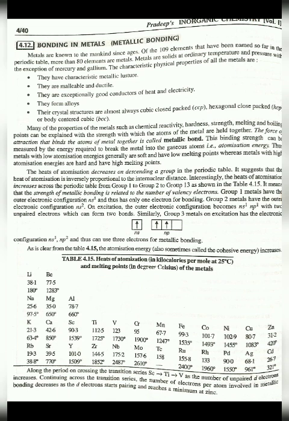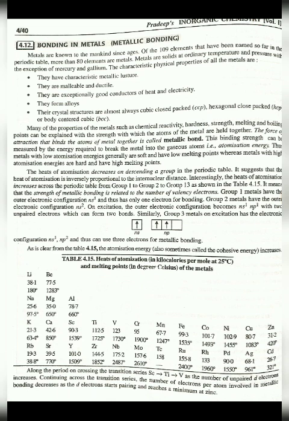Many of the properties of the metals, such as chemical reactivity, hardness, strength, melting and boiling points, can be explained with the strength with which the atoms of the metal are held together. The force of attraction that binds the atoms of metal together is called metallic bond. This binding strength can be measured by the energy required to break the metal into gaseous atoms, that is, atomization energy. Thus, metals with low atomization energies generally are soft and have low melting points, whereas metals with high atomization energies are hard and have high melting points.